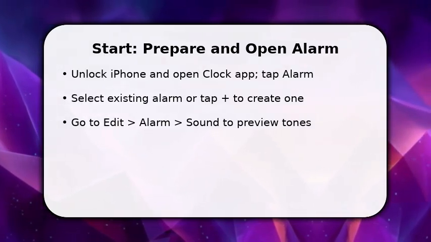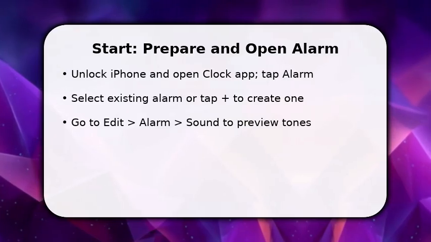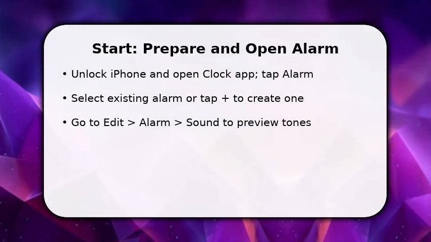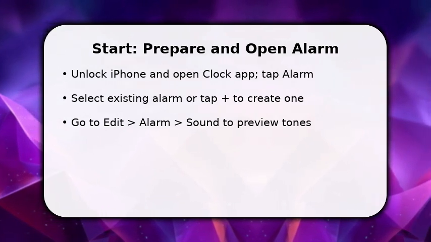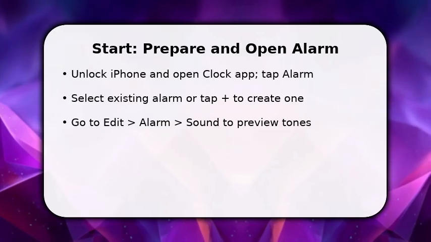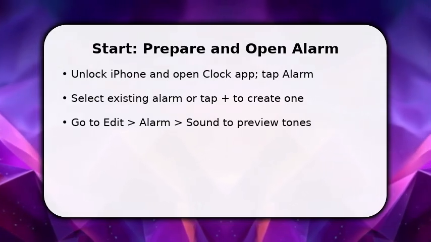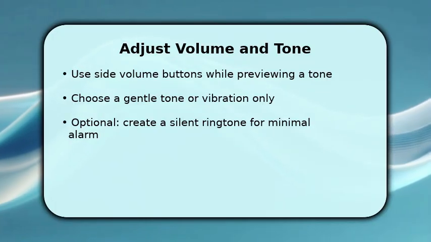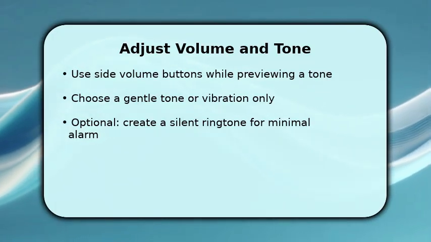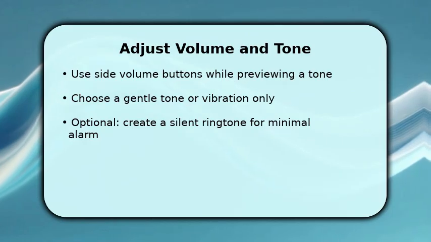Make sure Change with Buttons is enabled if you want to fine-tune volume using the side buttons during the next steps. Once you've chosen a softer sound, press the side volume buttons while the tone is previewing to set the exact loudness. You'll hear the immediate change so you can judge comfort. Make sure Change with Buttons remains on, otherwise the buttons won't affect alarm level.